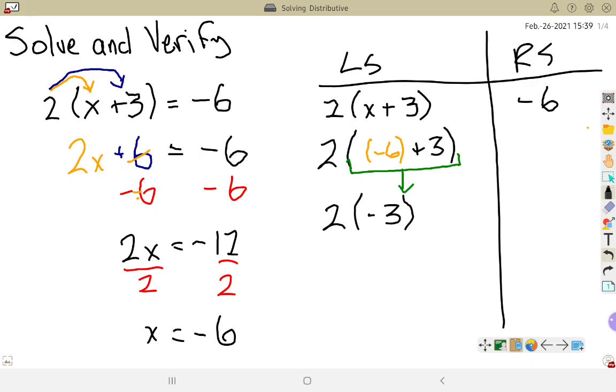Well, positive times negative is negative. 2 times 3 is 6. So we get negative 6 on both the left side and the right-hand side of the equation. So we have the correct answer.